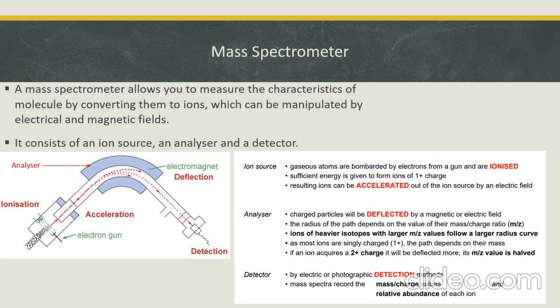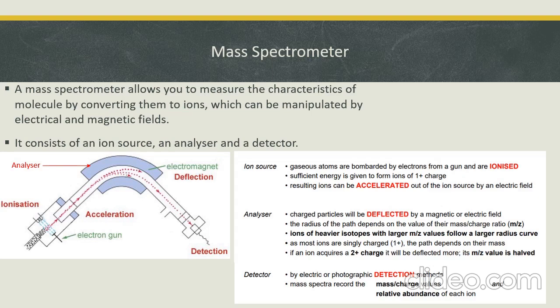So this is where it gets a bit complicated: the mass spectrometer. A mass spectrometer allows you to measure the characteristics of a molecule by converting them into ions, which can be manipulated by electrical and magnetic fields. In a mass spectrometer, there's going to be ionization, an analyzer, and a detector at the end.